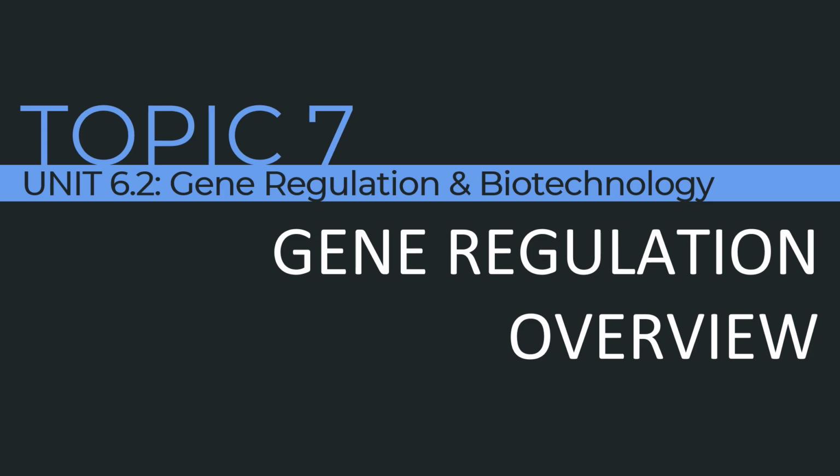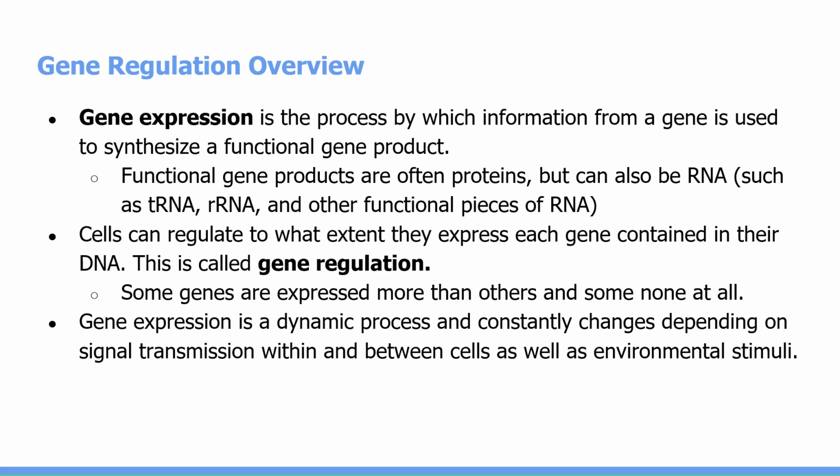Topic 7: Gene Regulation Overview. We have already learned about how genes get expressed. The DNA gets transcribed into mRNA, and mRNA gets translated into a functional protein. And from there, those functional proteins carry out our traits.